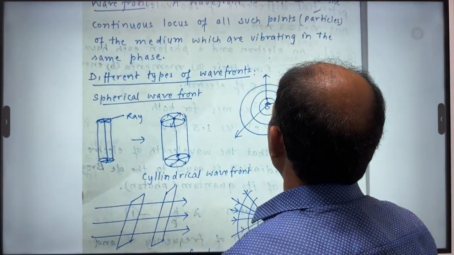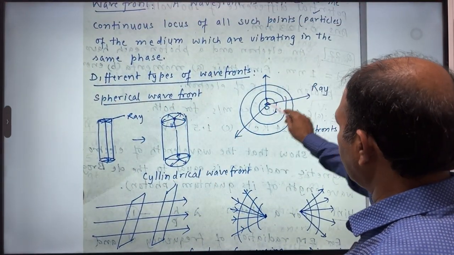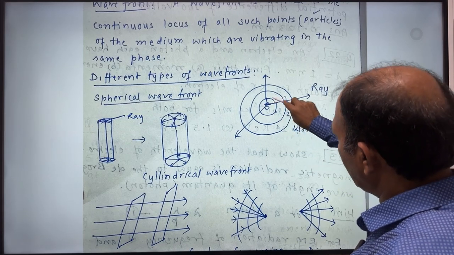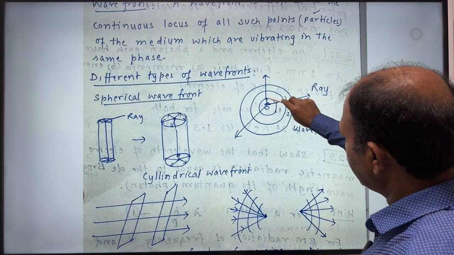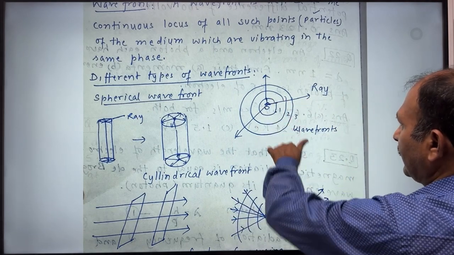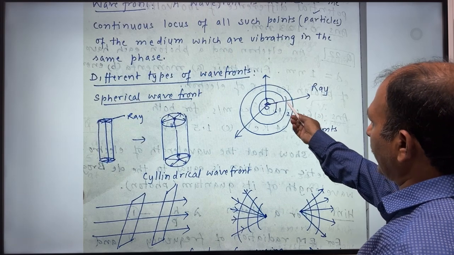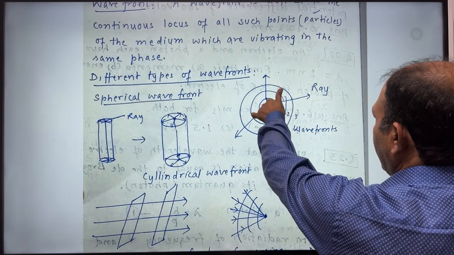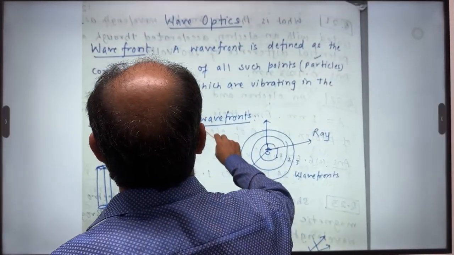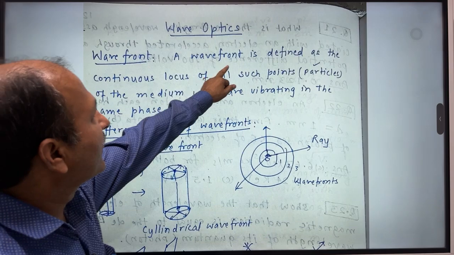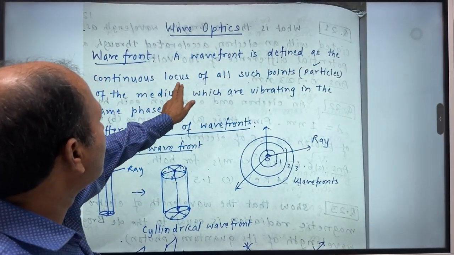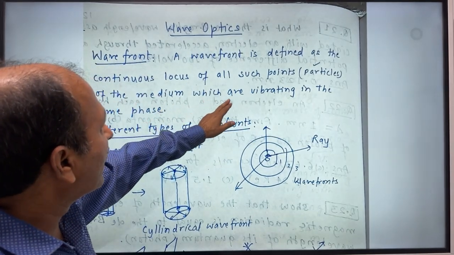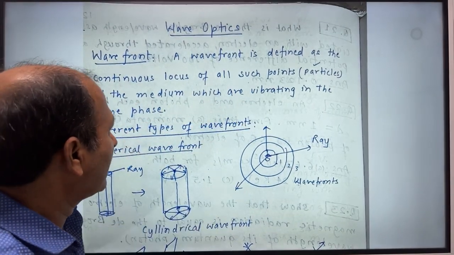Suppose this is a point source, then rays will come out in all directions. So at any point of time, we just locate the locus of all rays. So we will find a circle, right? After some time again, if we locate the locus of all rays, then we will get another circle. So these are wavefronts, right? So if you observe the definition, a wavefront is defined as the continuous locus of all such points or particles of the medium which are vibrating in the same phase, right?